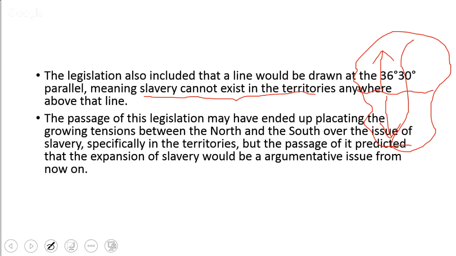The passage of this legislation, remember, passage means passing. The passing of this legislation may have ended up placating the growing tensions between the North and the South over the issue of slavery, especially in the territories. But the passage of it predicted that the expansion of slavery would be an argumentative issue from now on. Okay, so here, an argumentative issue.